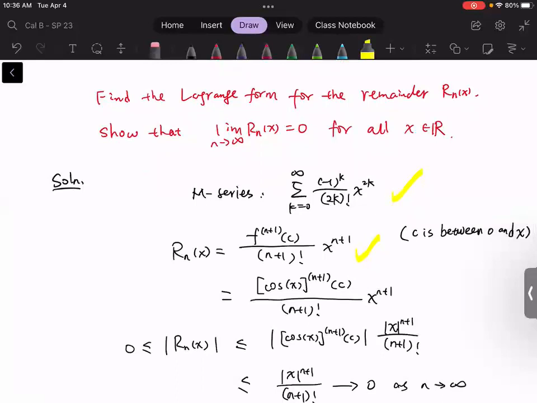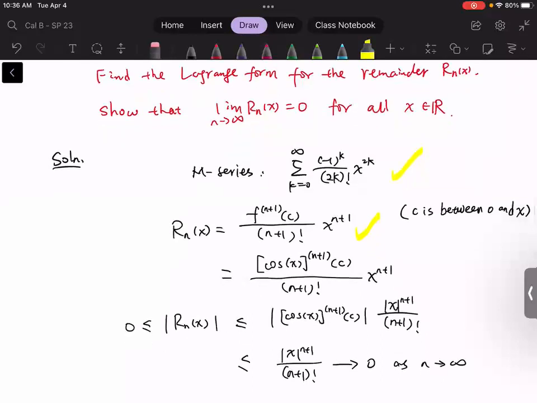Now, the function f is cosine. Taking derivatives, we get negative sine, negative cosine, and so on. But no matter what, the derivative functions are always of the type sine or cosine. So we don't have to break it into cases to discuss the value of n. We just do it symbolically: cosine x, taking the n plus 1 derivative, evaluated at the point c. Just plug in.